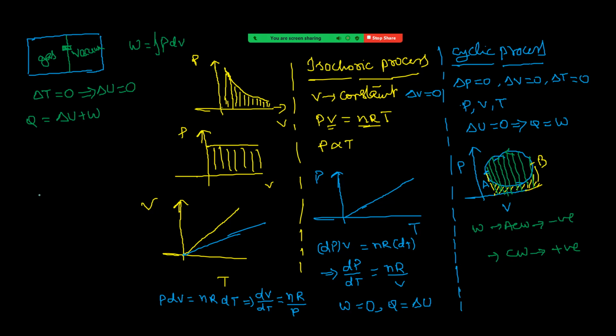See carefully once. First, we observe that delta T 0, therefore delta U 0. Since it is non-conducting, no heat is given to the system, no heat is taken from the system. So Q 0, delta U 0. Therefore, that implies W is 0. So W 0, delta U 0 and Q 0. This is known as free expansion.